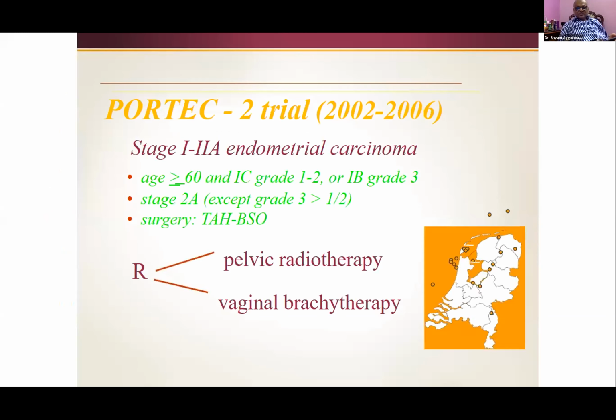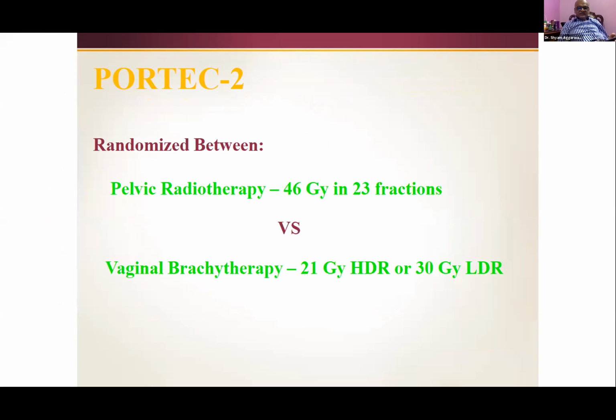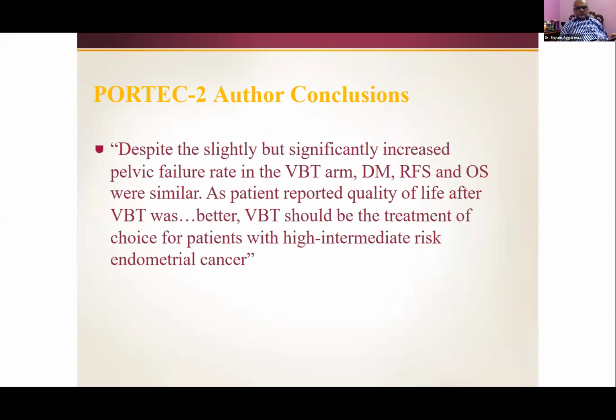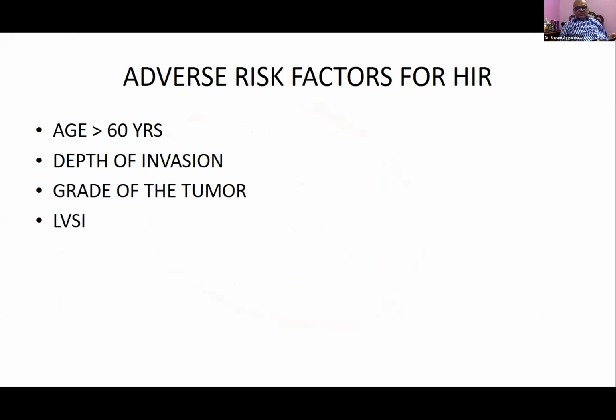So I will not go into this. This is basically PORTEC-2 comparing pelvic and vaginal brachytherapy. Next, please. I think we'll skip these slides in the end. Everybody's aware of them. Next, please. So although in the brachy arm there was a higher incidence of pelvic recurrence, possibly the pelvic dissection or the nodal dissection will take care of that. So these are the risk factors for HIR, which we've already discussed.